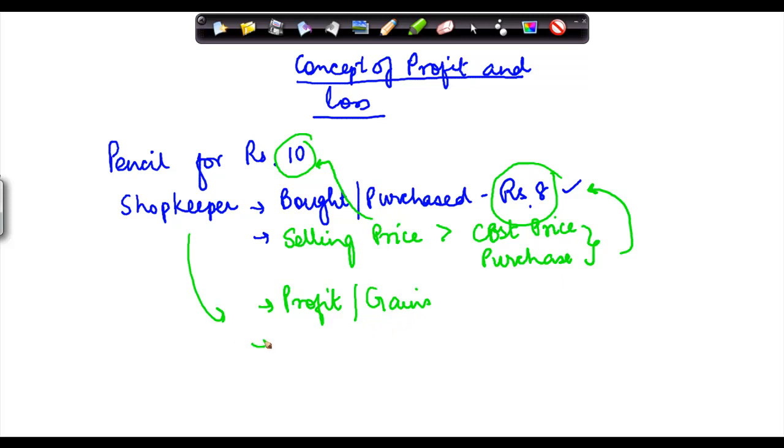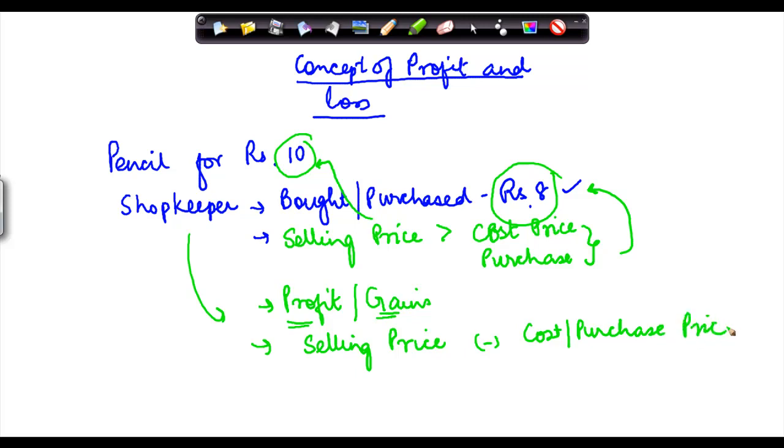Now, how do we calculate the profit, the value of this gain? This gain is simply the selling price, which means the price at which he sold, less the cost or the purchase price. I bought this for 8 rupees and sold it for 10, so I made 2 rupees in the bargain. Who is I? I is the shopkeeper. So the 2 rupees which the shopkeeper made are known as the profit of the shopkeeper. And profit is made when the selling price is greater than the cost price.